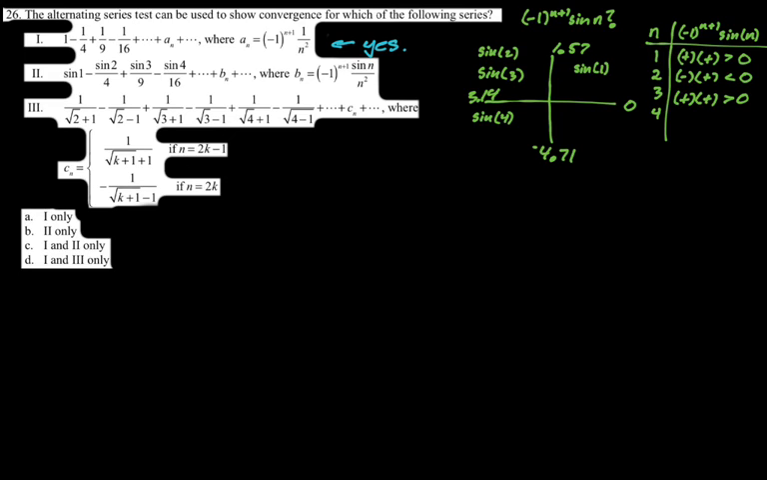So now we get -1 to the fifth is negative, and then sine is negative, so we get a positive, so we are not alternating anymore. That's it, we're done. This is not an alternating series.